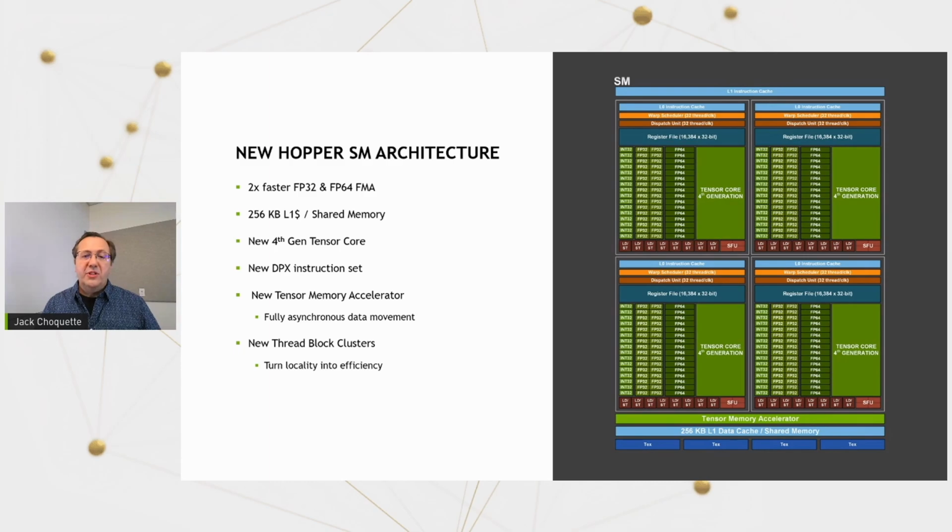Finally, Hopper introduces the biggest shift in GPU computing since the foundation of CUDA, a new level of hierarchy between the CUDA hierarchy of thread blocks and grids called thread block clusters. Thread block clusters enable applications to take advantage of locality in order to dramatically improve efficiency.